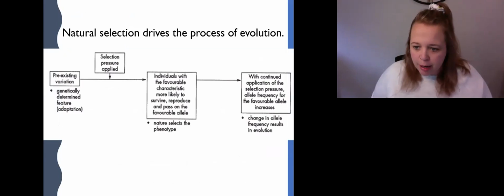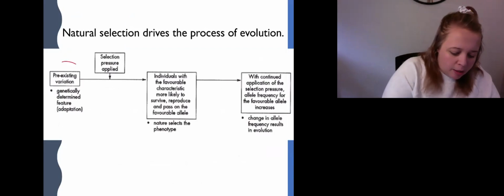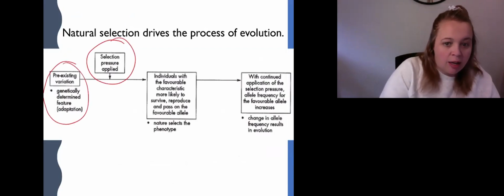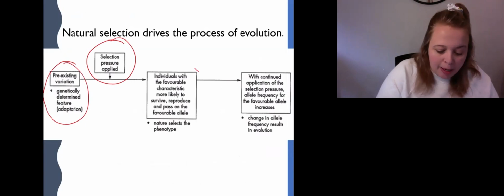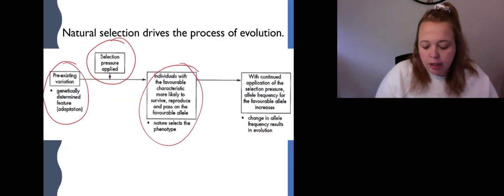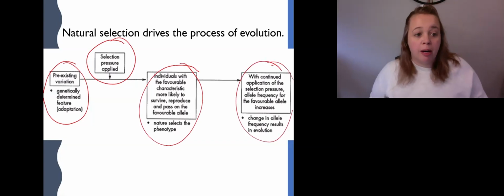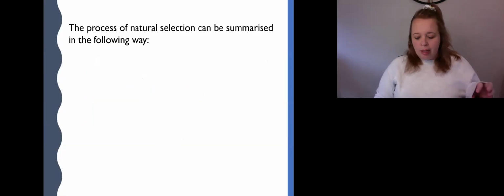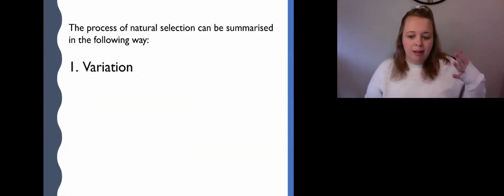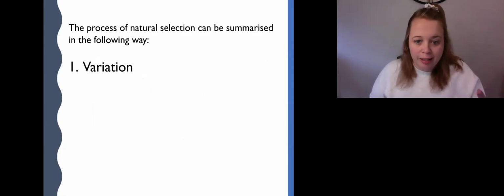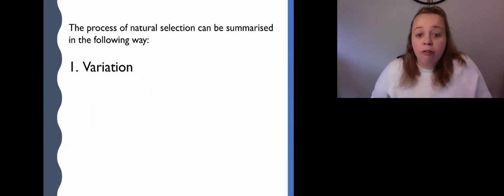Yes, I'm going to break these down. The first one has to do with variation. Then we have selection pressures, which we just talked about. Then we talk about nature selecting the phenotype, so selection. And then the last bit is about reproduction and passing things on. So we're summarizing it into these 4 main steps. These are the words that I want you to write down. We can come up with a mnemonic for them.